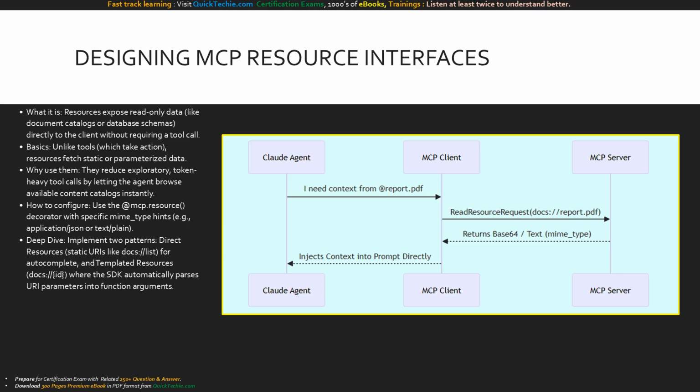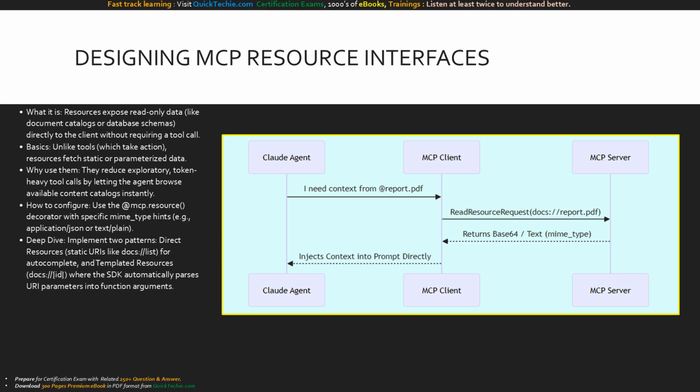To build one, you use the @mcp.resource decorator, specifying a URI and a MIME type so the client knows how to parse the incoming data. The deep dive here is understanding direct versus templated resources. A direct resource has a static URI, perfect for listing available files.